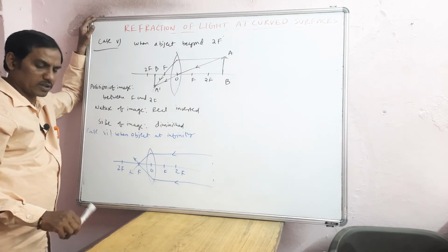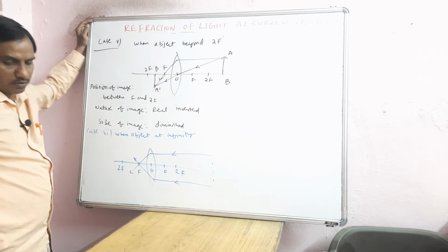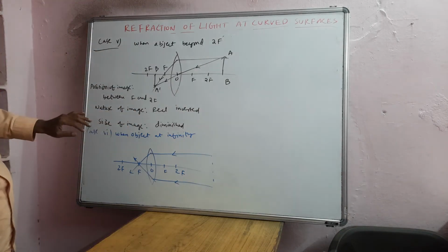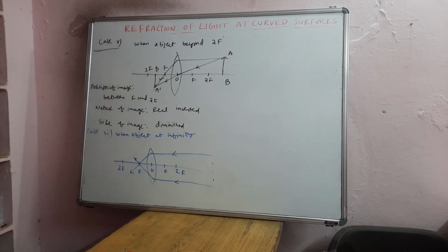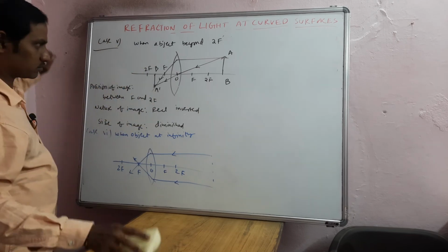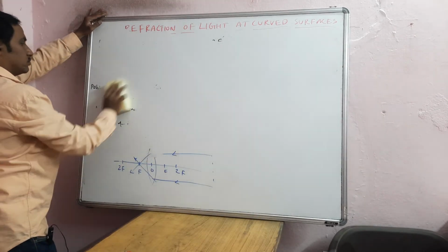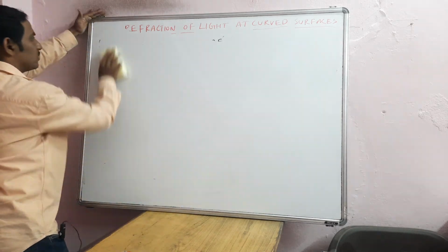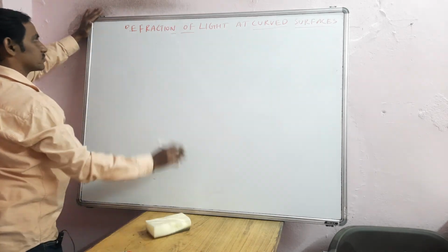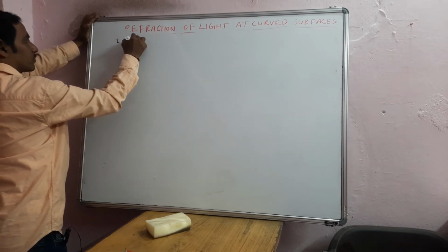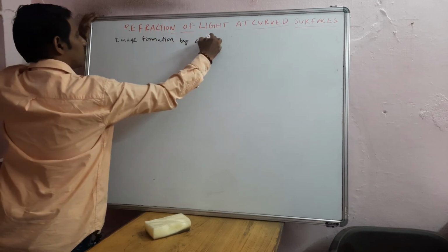Okay, done. Now coming to the next step, we'll say concave lens. So in concave lenses, how is the image formed? Image formation by a concave lens.